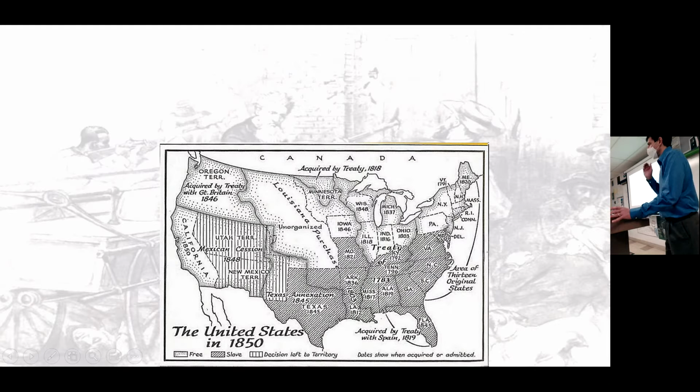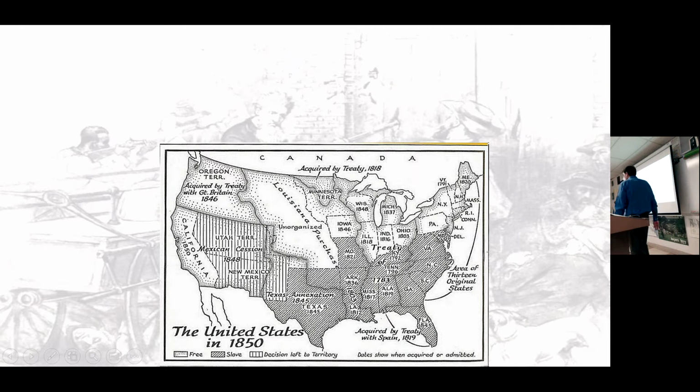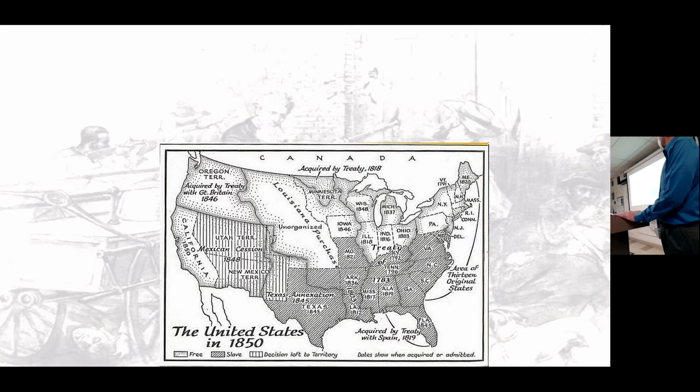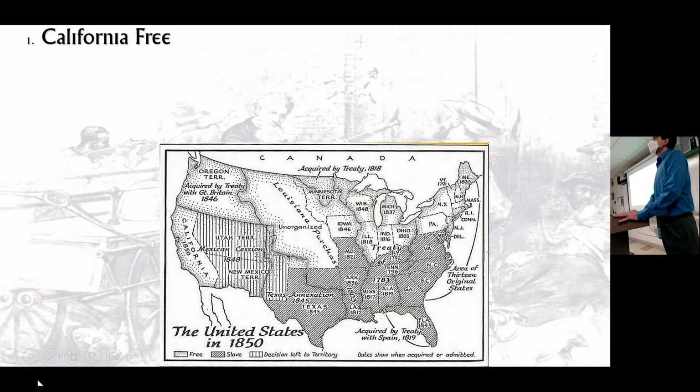So what is the Compromise of 1850? It has five parts. Now the second part, don't write down yet. The first four we will write down. So let's start with number one, California free. He knew Southerners would not like this. Do not write, leave two blank for now.